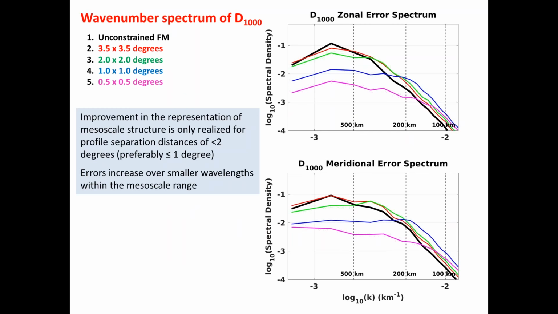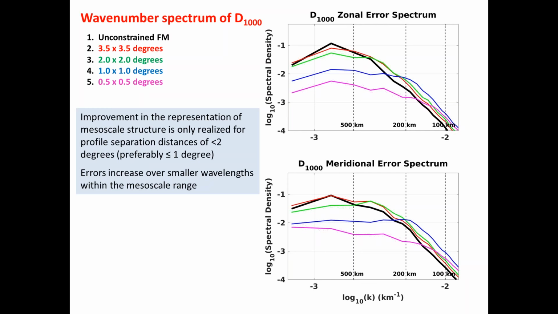Okay, given that we have that localization radius chosen, here are results from different separation distances. As you can see, the red curve at 3.5 degrees does not significantly correct error at all in terms of improving the mesoscale structure. The observations are too far apart to accurately correct the structure. At 2-degree separation, you begin to see improvement at wavelengths again larger than the Nyquist, which at 2 degrees is about 440 kilometers. And then with 1-degree separation and 0.5-degree separation, you get very large error reductions. It's more than an order of magnitude at 0.5 degrees.